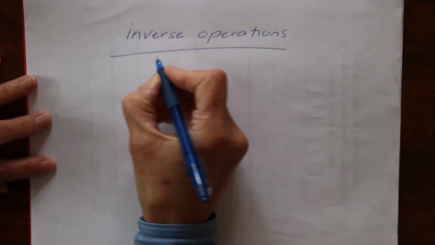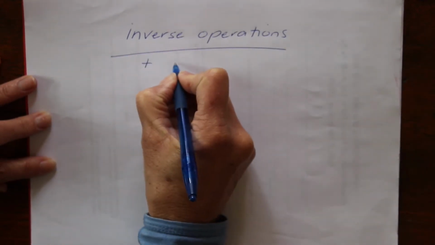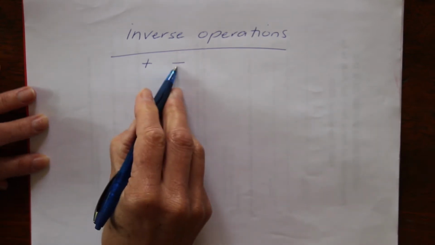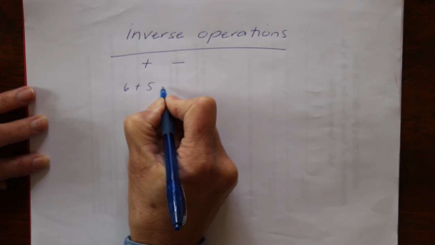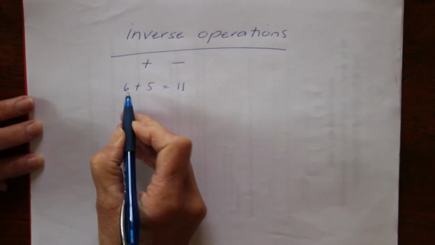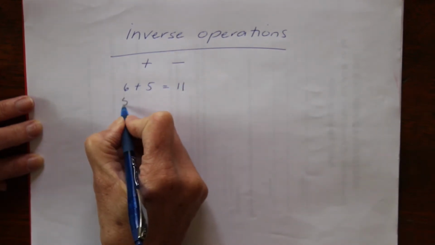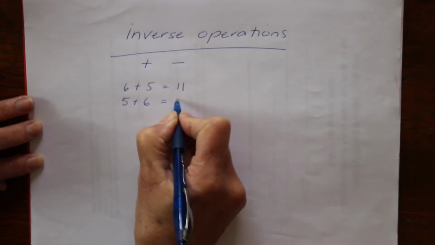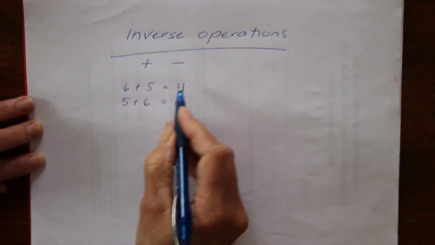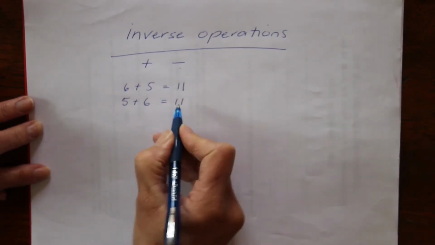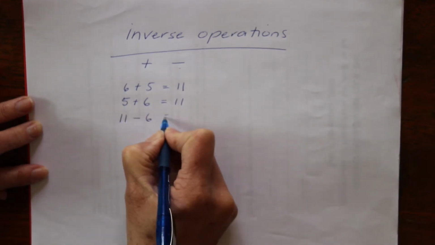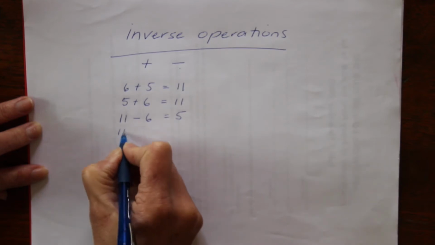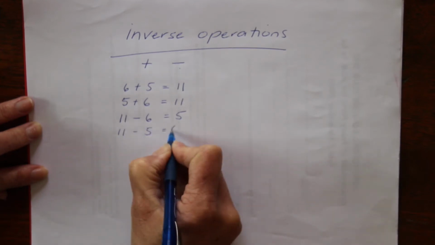Inverse operations, and we're looking at plus and minus, or addition and subtraction. We know that 6 plus 5 equals 11. When we turn this around a little bit, we've got 5 plus 6 equals 11. And when we turn it into a subtraction number sentence, we can use these numbers again. We know that 11 take away 6 is going to give us 5. And we know that 11 take away 5 equals 6.